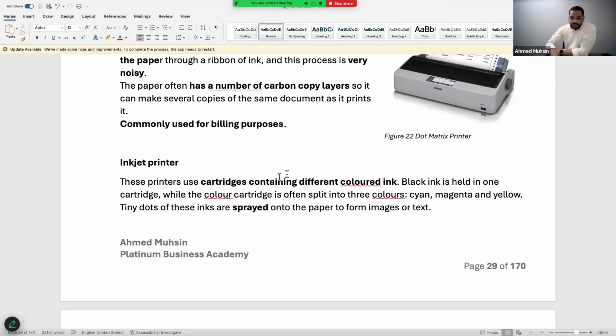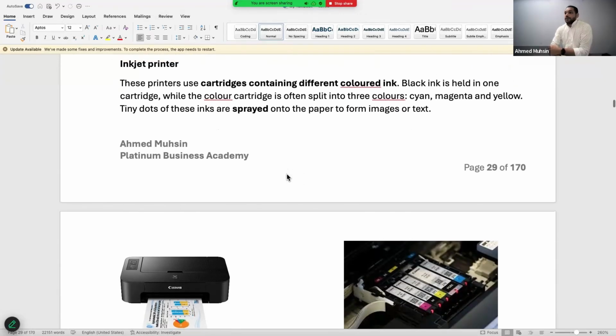Shall I give you all 30 seconds? Can you all read that paragraph again? Because we're going to move on to the third printer after this. Can you have one more look at it, at inkjet printers?